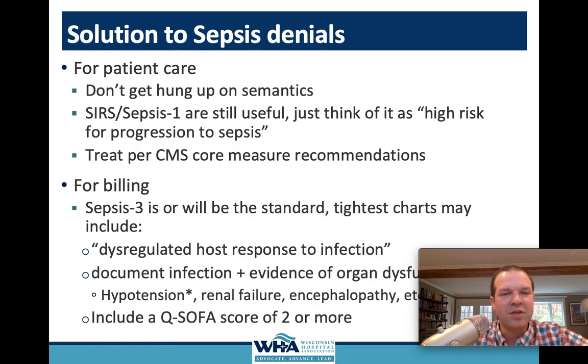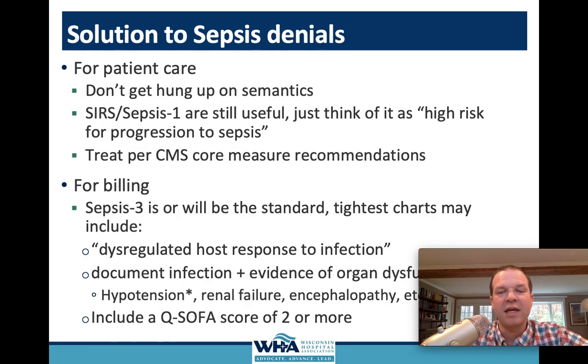Now, you also want to document infection and evidence of organ dysfunction if it is present. So any patient who is hypotensive, that is organ dysfunction. Any patient who has acute renal injury or renal failure, that is organ dysfunction. Any patient who is encephalopathic, that is organ dysfunction.